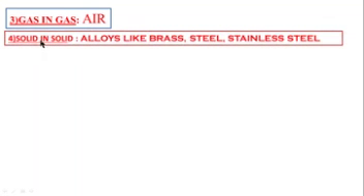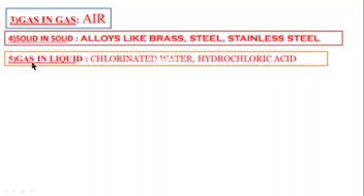4. Solid in solid. Alloys like brass, steel, stainless steel. These are examples of solid in solid. Fifth, gas in liquid. Chlorinated water and hydrochloric acid. These are examples of gas in liquid.